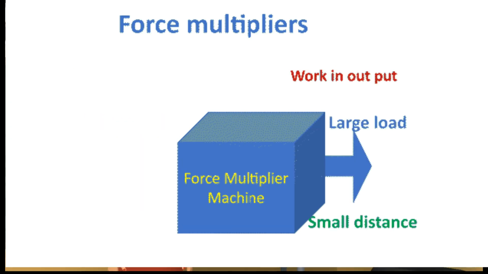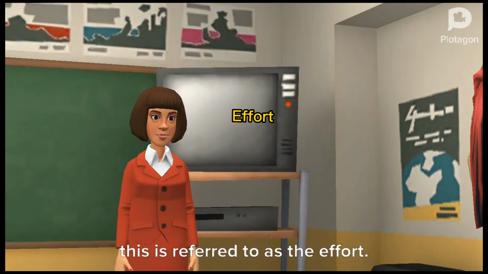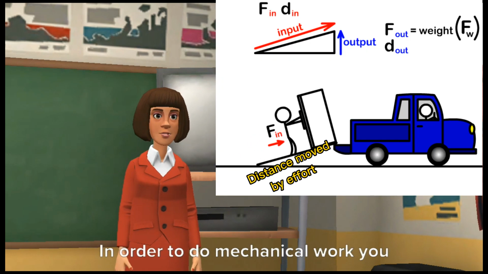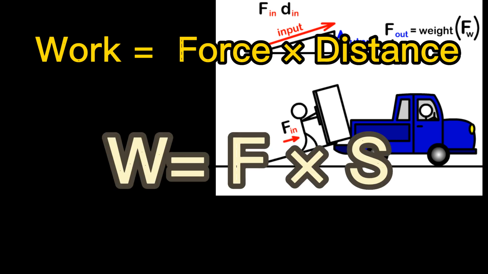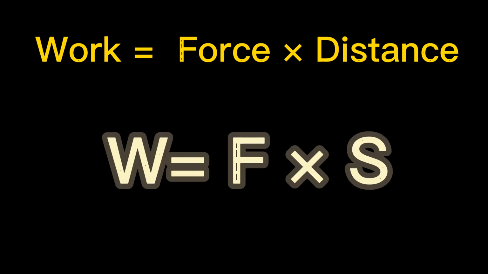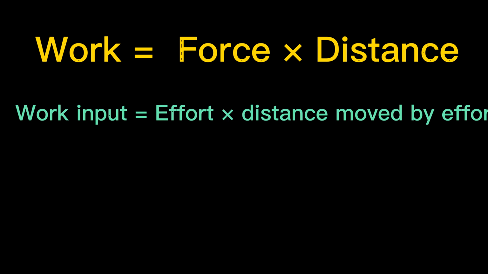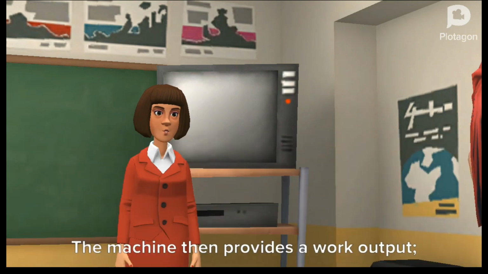When you apply a force to a machine, this is referred to as the effort. In order to do mechanical work, you need to move this effort through a distance. Looking back at our equation for work, we could rewrite this as W equals Fs, work input equals effort times distance moved by effort. The machine then provides a work output.